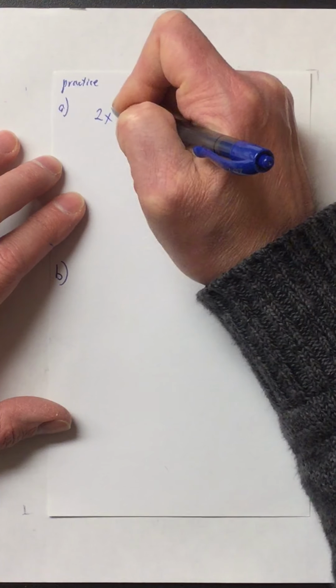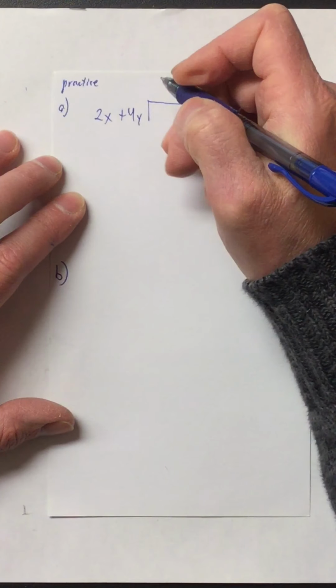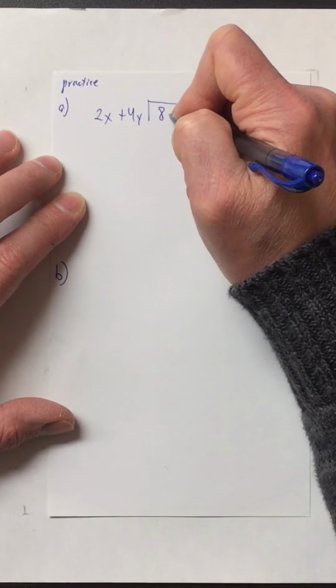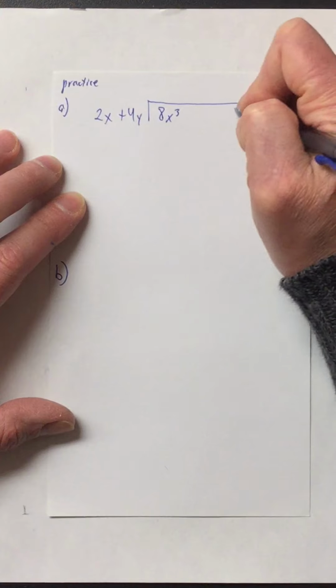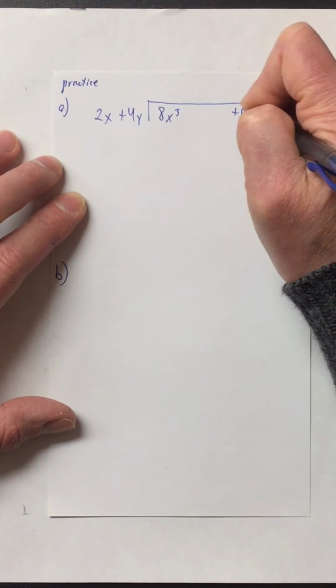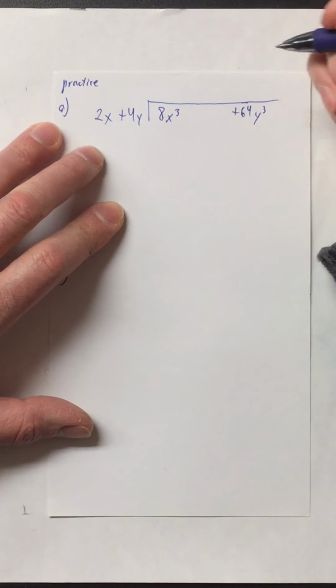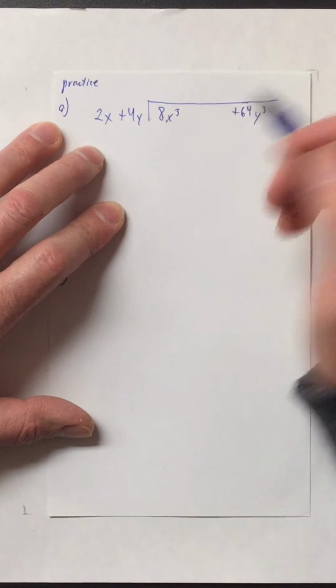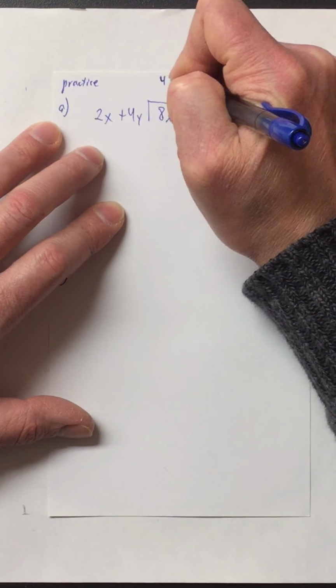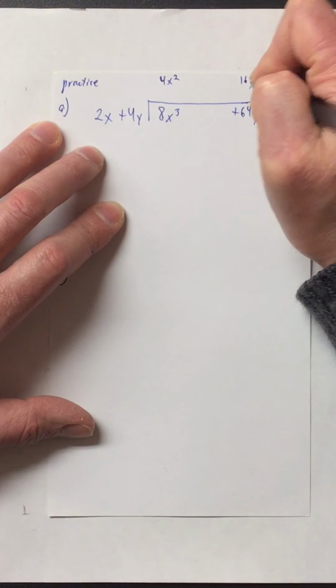We have 2x squared plus y, 4y, and we're dividing that into 8y to the third, and then plus 64y to the third. Okay, if I'm gonna use my shortcut, okay? 2 goes into 8 4 times, so we're gonna have 4y squared, 4 goes in there, 16y squared.